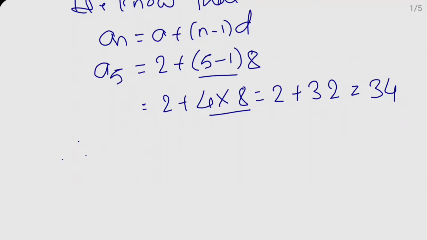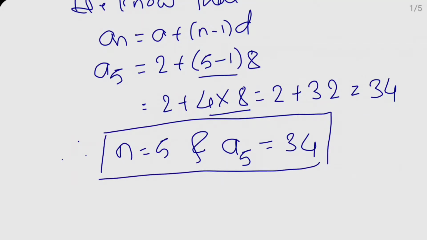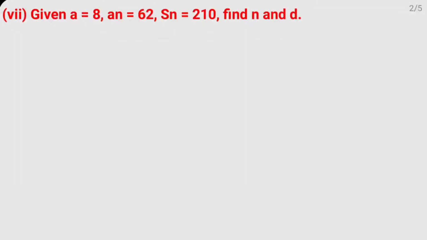So write down conclusion here. So n is 5 and an or a5 is 34. Is it clear? Well students, look at the next question.